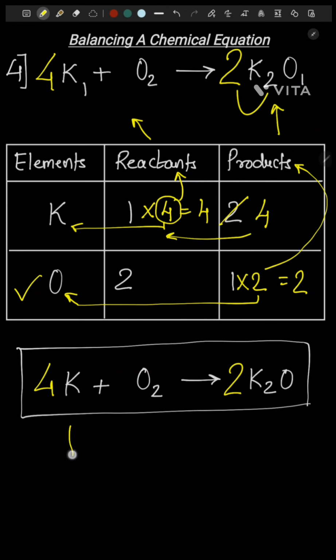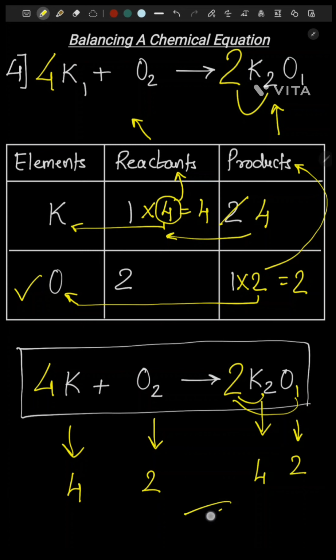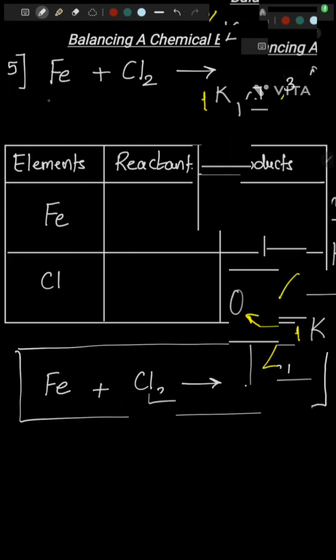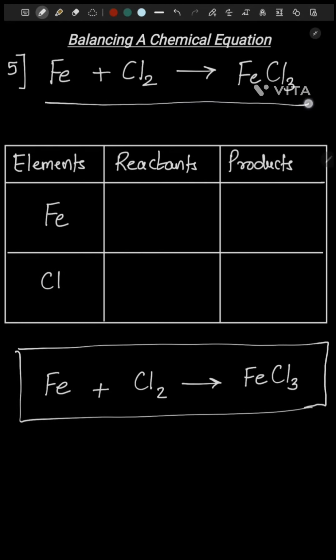Now let's see, the number of atoms of potassium on the reactant side is 4, but on the product side is also 2 to the 4. Oxygen on the left is 2, and oxygen on the right is 2 on the 2. Hence the reaction is balanced. And this is how we can balance it. Now Cl2 gives FeCl3.